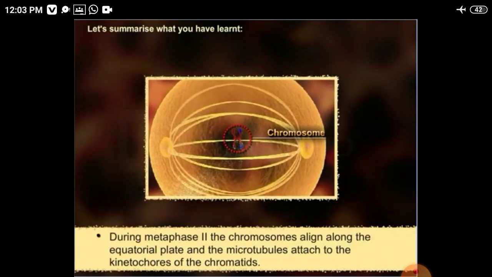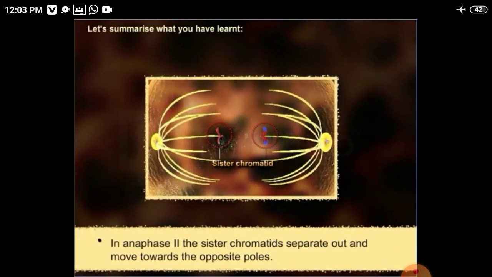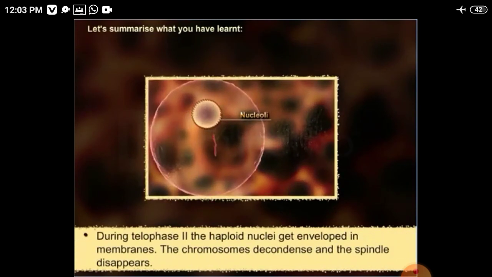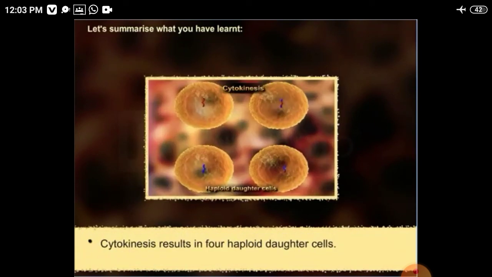During metaphase II, the chromosomes align along the equatorial plate and the microtubules attach to the kinetochores of the chromatids. In anaphase II, the sister chromatids separate out and move towards the opposite poles. During telophase II, the haploid nuclei get enveloped in membranes. The chromosomes decondense and the spindle disappears. Cytokinesis results in 4 haploid daughter cells.